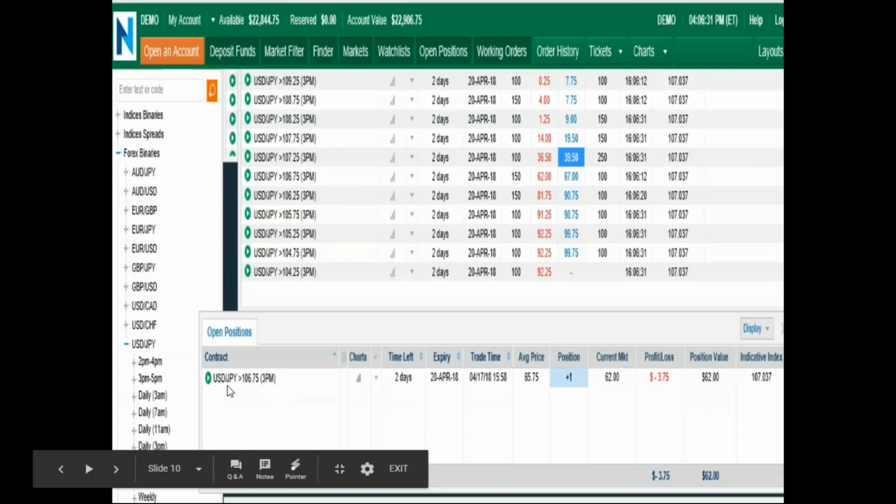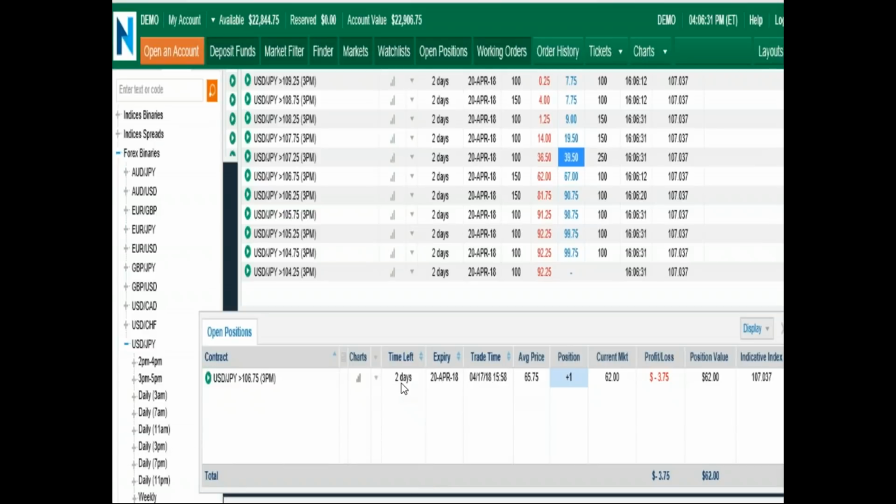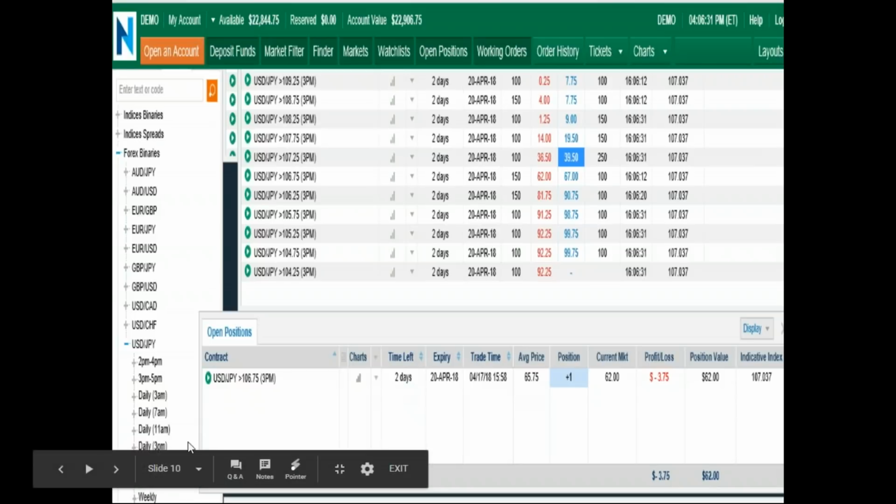From the platform here, you can see where we had executed the trade, and so it shows once again the position value and also the expiration date. If you can see the cursor here, April 20th. And then here to the left of that, it says 2 days. So at the time of this example, this level had 2 days left to be either a positive or a negative result.